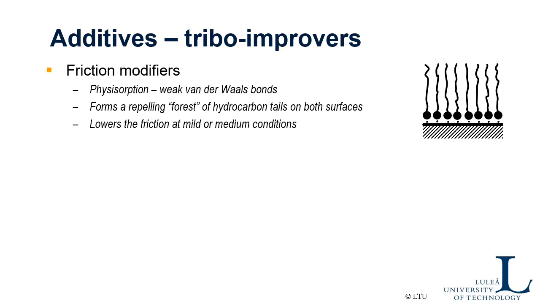They improve the tribology. The friction modifiers, as I said, work with physisorption, the weak van der Waals bonds. They repel the other surface. The hydrocarbon tails repel hydrocarbon tails on the other surface. So it forms a kind of carpet of molecule tails that carries some load. So if the conditions are not too severe, they definitely lower the friction.